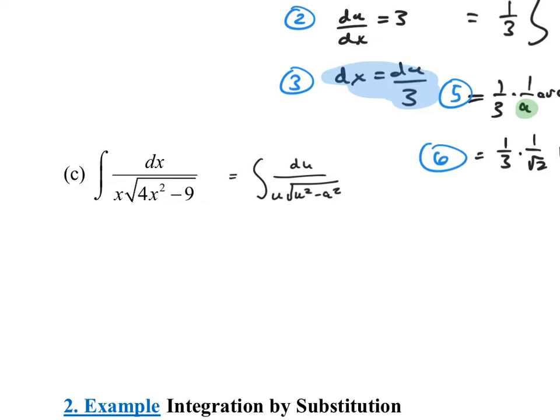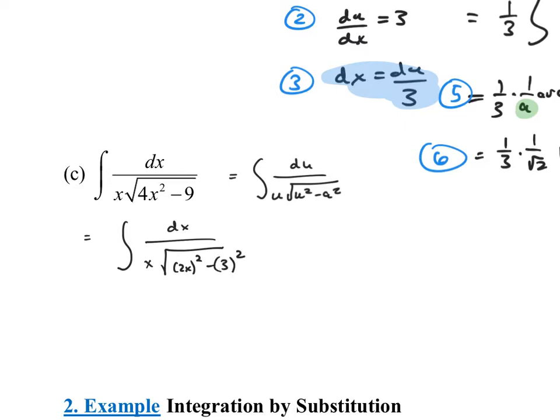So that's the formula that I'm hoping for. It's what it looks like. So let's see if we can do that. If I want to rewrite this integral, this would be the integral of dx over x times the square root of, notice 4x squared is the same thing as 2x quantity squared, and minus 9 would be minus 3 squared.